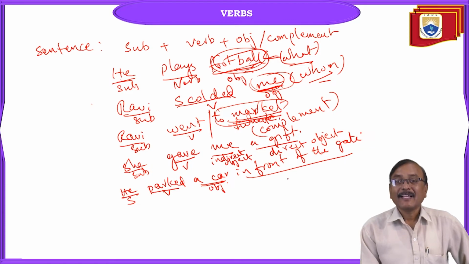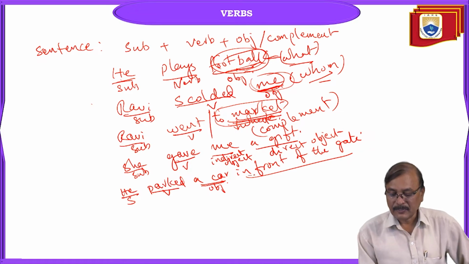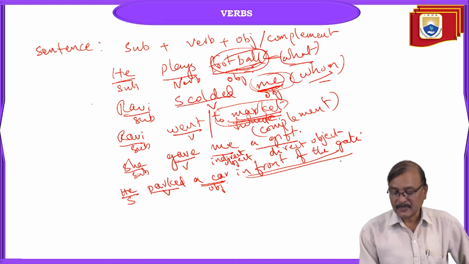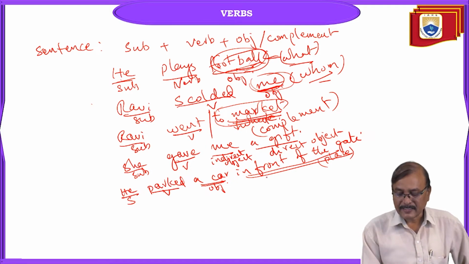Can we say this is an indirect object? No. This indicates only the place. Right? And this is not the answer for what or whom. So, it is the answer for where. If the answer is for where or when or why, those are considered as complements.